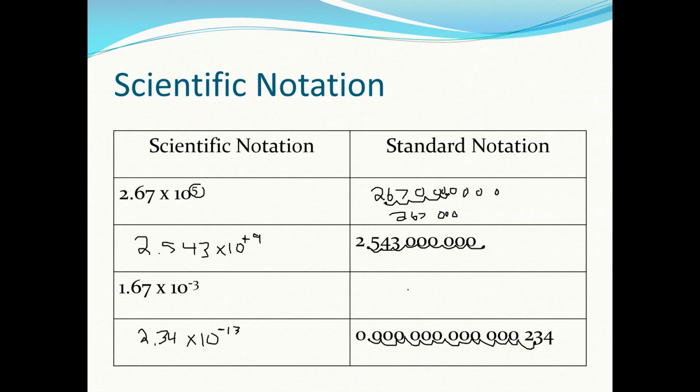For this one, I know it's a really small number, so I put the zeros before. And I need to move it over 3 spots. 1, 2, 3. And that's where my decimal is going to go. So 0.2 zeros, and then 167. And that's how you do scientific notation.